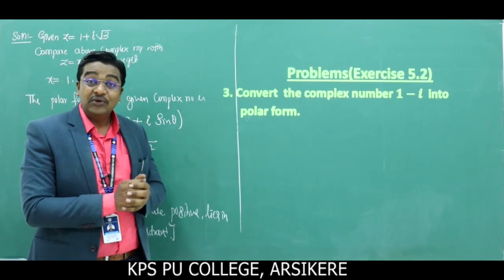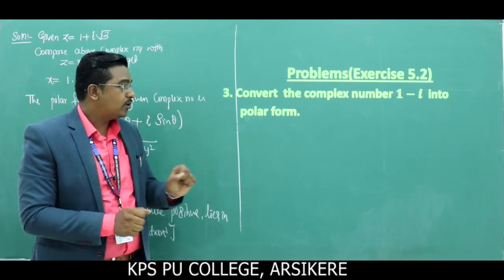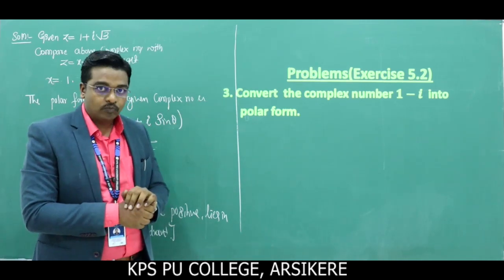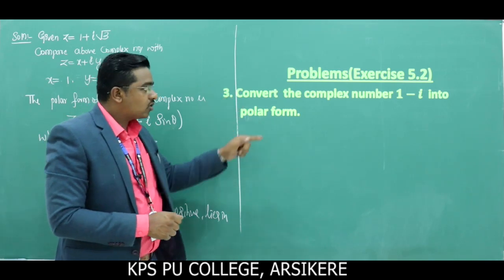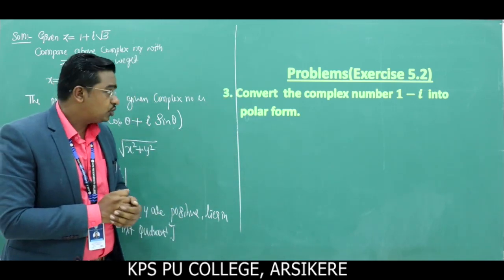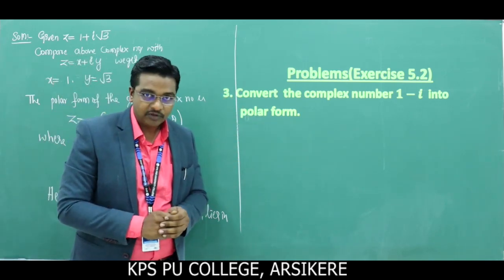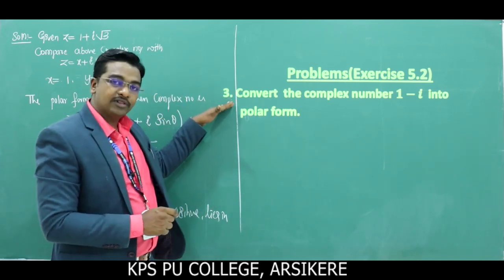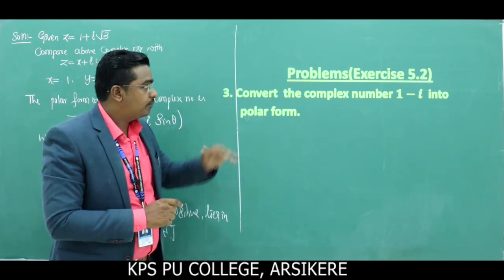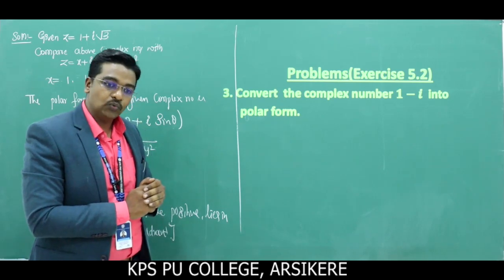Now dear students, we are moving to exercise problem 5.2. There is a problem: convert the complex number 1 minus i into polar form. This is the first problem in exercise 5.2.